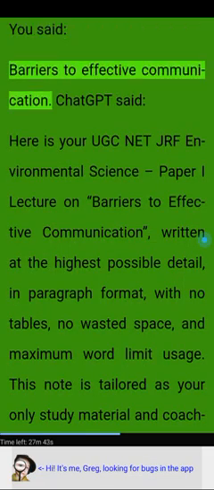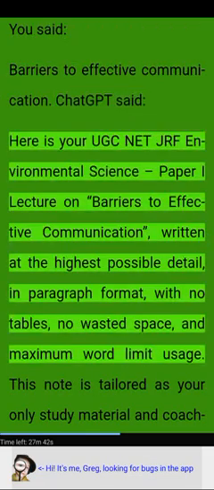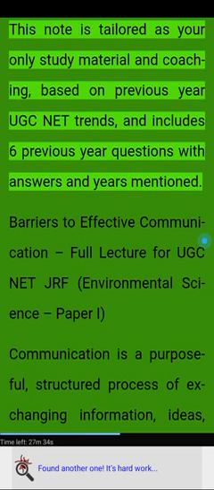Barriers to effective communication. Here is your UGC NET JRF Environmental Science Paper I lecture on Barriers to Effective Communication, written at the highest possible detail, in paragraph format, with no tables, no wasted space, and maximum word limit usage. This note is tailored as your only study material and coaching, based on previous year UGC NET trends, and includes 6 previous year questions with answers and years mentioned.